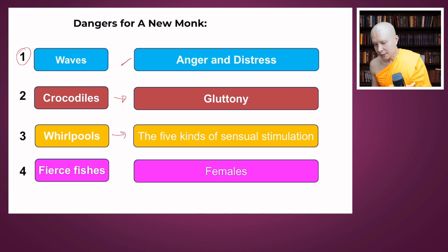The whirlpool represents the 5 kinds of sense pleasure. Because before a man ordained, at home he can eat whenever he wants, he can buy whatever he wants, he can watch whatever movie he wants, he can do whatever he wants basically to entertain himself toward what he sees, what he hears, what he smells, what he tastes, what he touches.